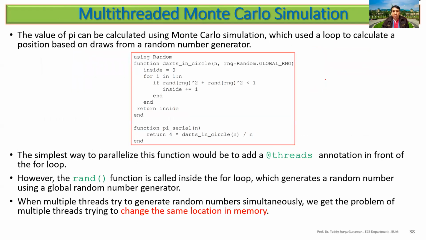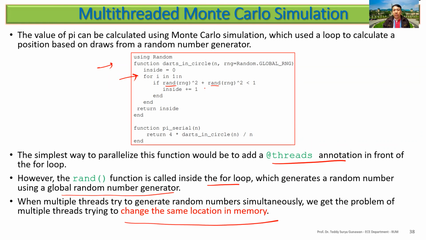So let's see how we do this one. For example, we have a multi-threaded, multi-core simulation to calculate pi. The simplest way to parallelize this function is to add a thread annotation in front of the for loop. Where's the for loop? Yeah, here. You just add that one. But the random function is called inside the loop. We generate a random number using the global random generator. So when multiple threads try to generate random numbers simultaneously, we get the problem of multiple threads trying to change the same location in memory.